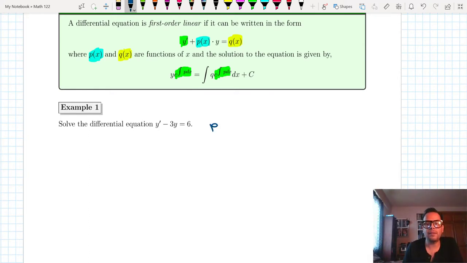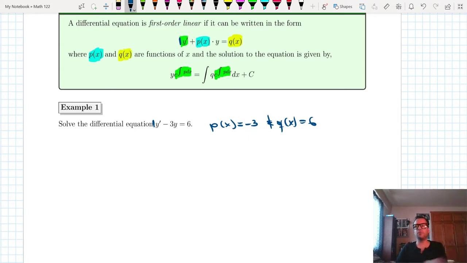Okay, so let's identify p of x, which is whatever multiplies y to the first power, which in this case is -3, and q of x, whatever is on the right hand side, which is 6. Notice this equation is in the correct form because the coefficient of the first derivative is a 1, as we are supposed to have. If it's not a 1, then we will have to divide both sides of the differential equation by whatever is multiplying the y prime term.